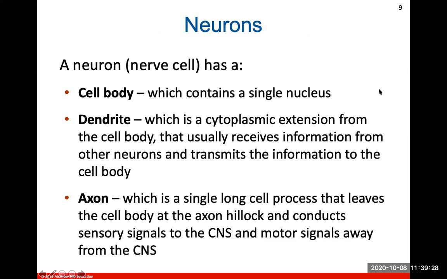Good. So here is basic anatomy of a neuron. There's a cell body, dendrites, and axon. The dendrites are extensions from the cell body, and your dendrites usually receive information coming from another neuron and will transmit that information to the cell body. And the cell body will take that information received, process it, and then send it off down the axon. The axon is usually a single long cell process that leaves the cell body at the axon hillock, which is where the axon connects to the cell body, and conducts sensory signals to the central nervous system and motor signals away from the central nervous system.